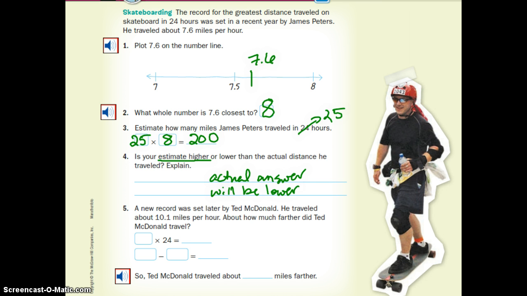All right, a new record was set later by Ted McDonald. He traveled about 10.1 miles per hour. About how much further did Ted travel? So again, let's go 10. That's 240. 240 minus 200. And I know we rounded up, but it's okay. Oops, sorry. That would be 40. So about 40 miles further. Okay, let's turn the page and keep going.